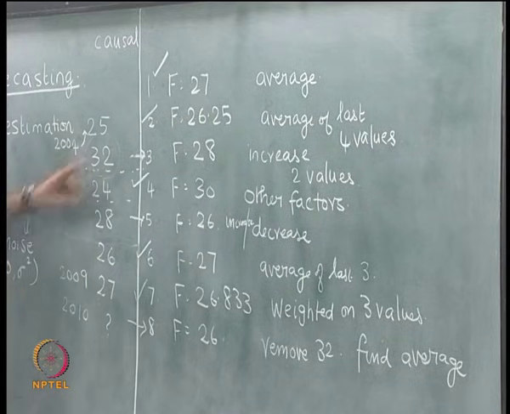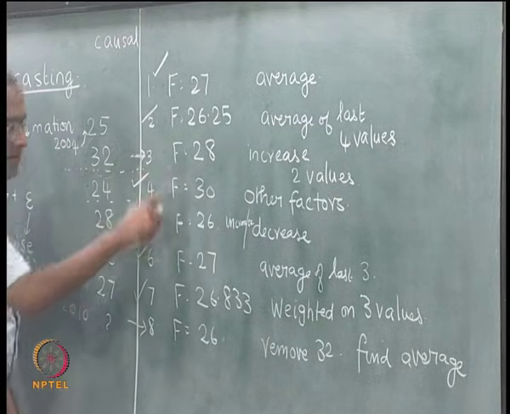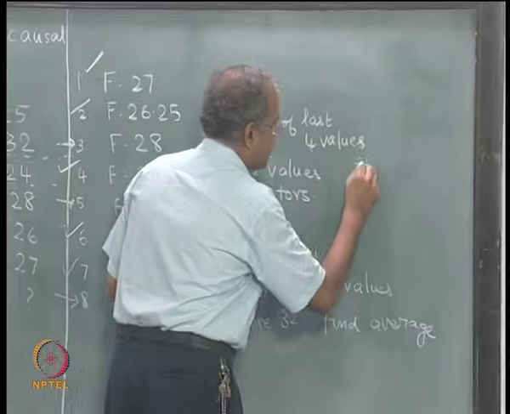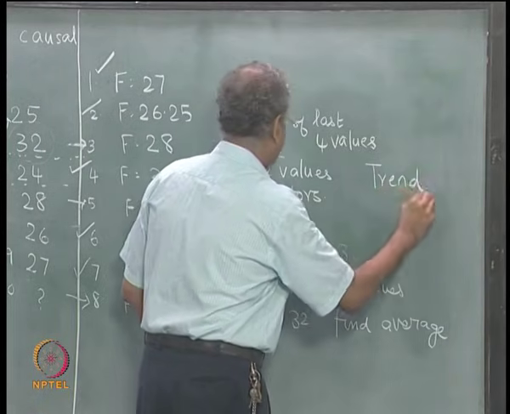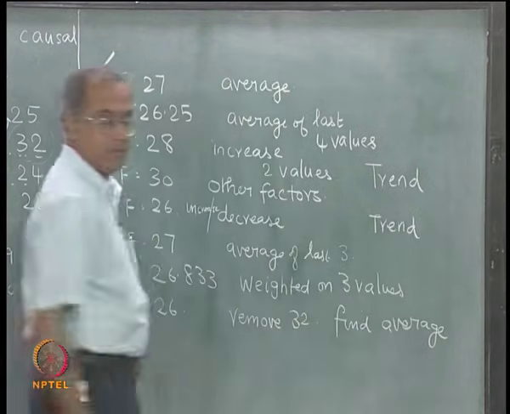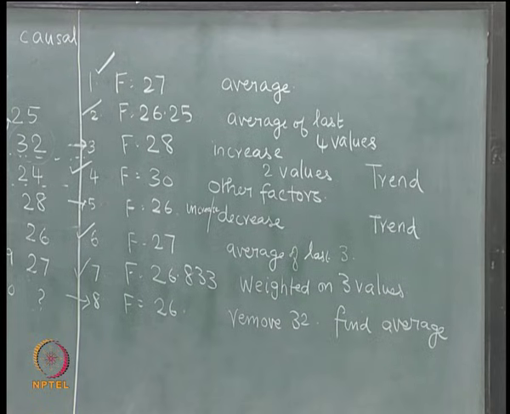Now, there are 2 other answers which need an explanation. Both of them are centered around the belief that this data is not stable and flat, this data shows a certain increase or decrease, which essentially means that in both these instances the person believes that there is a trend, and here also there is a trend. The rest of them, based on averages, do not believe that there is a trend.